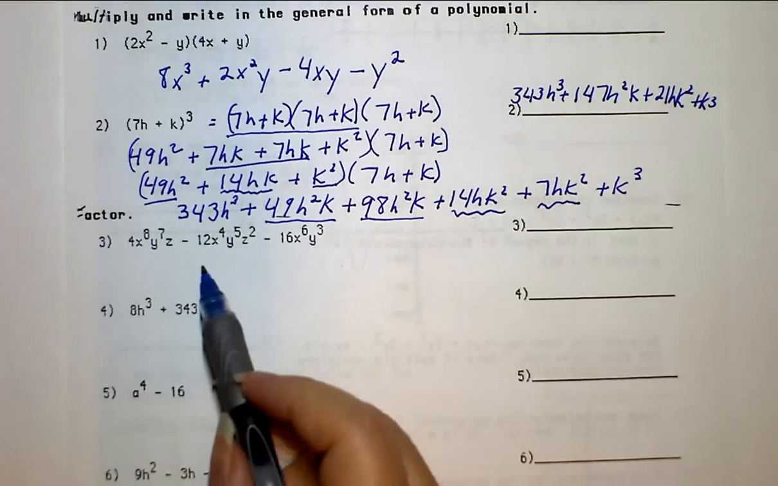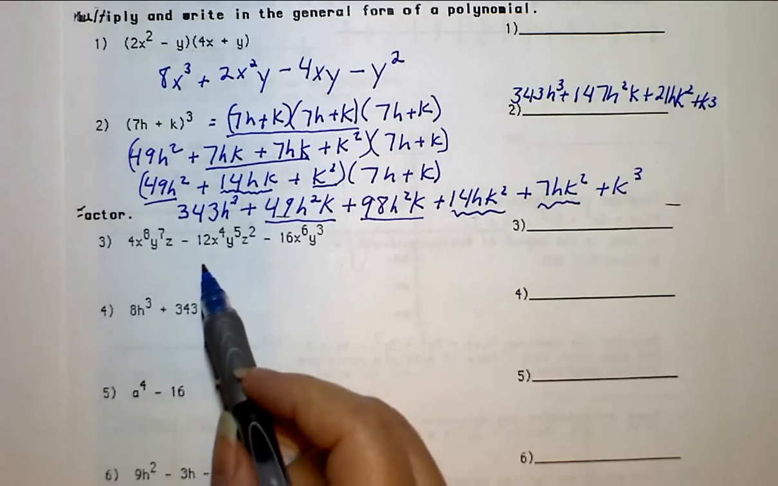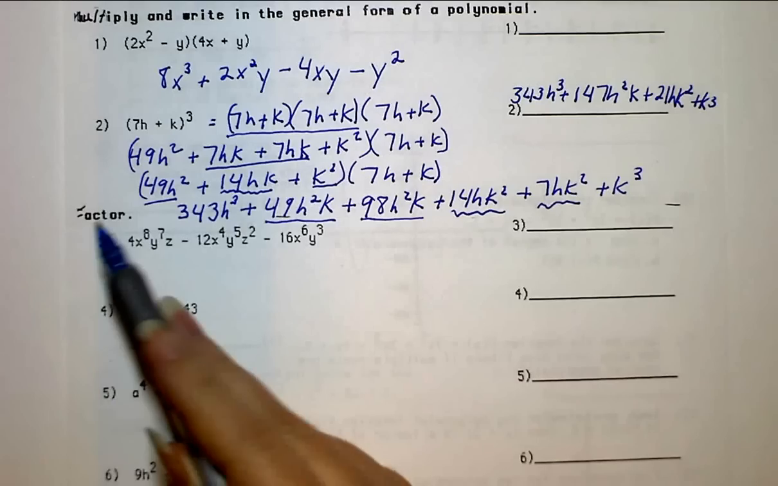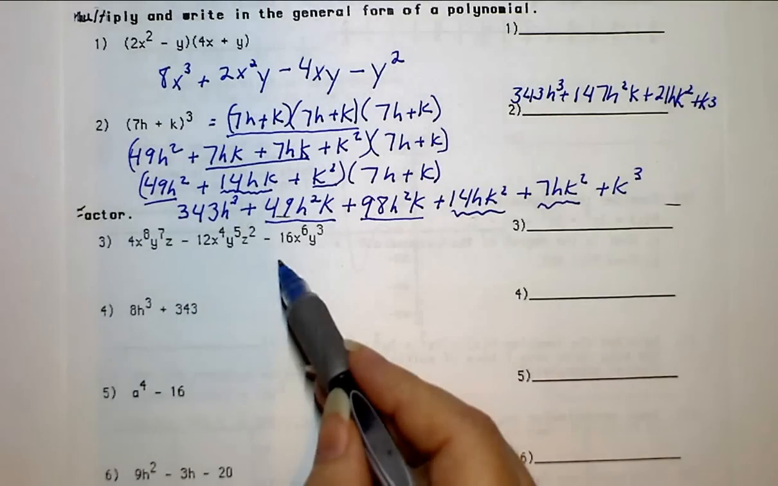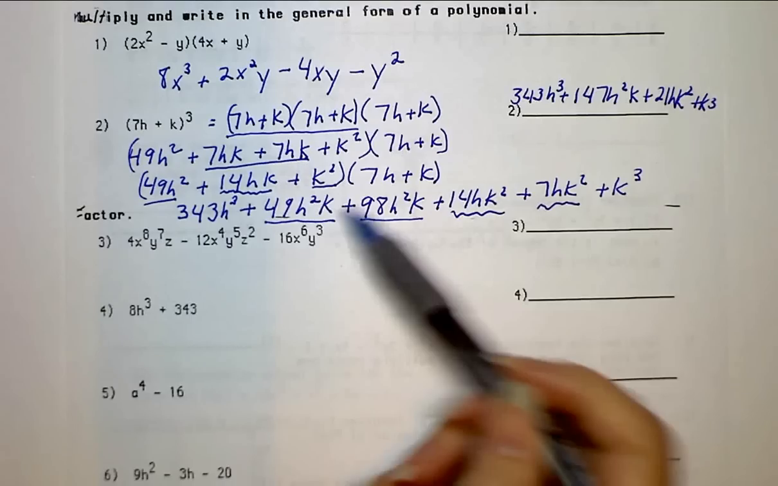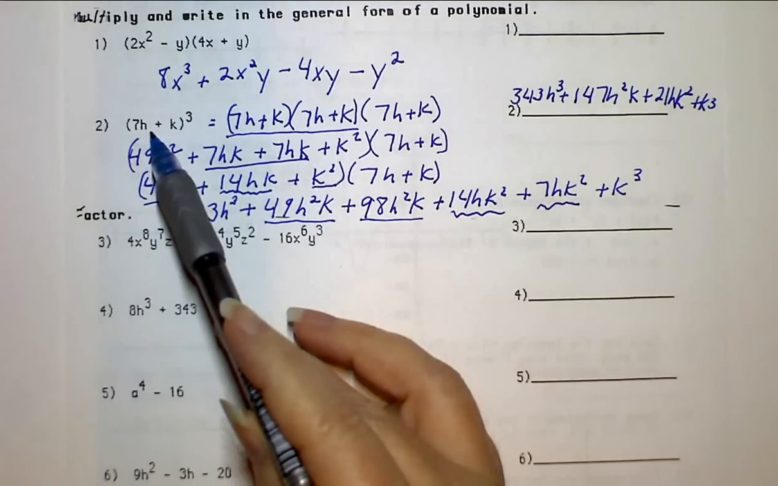Alright, now we're going to go here and factor. Factor means that you have to pull out things in common, you have to make it look like this is extended. That would be the factored form.